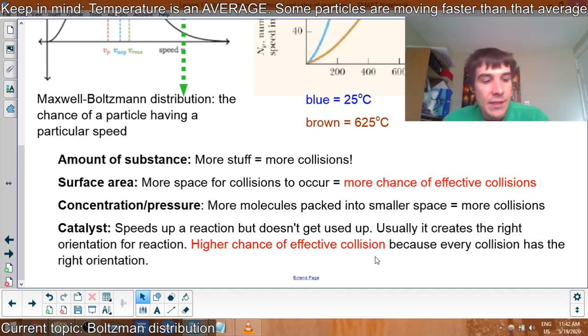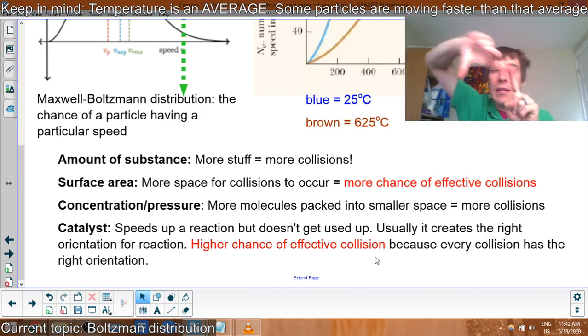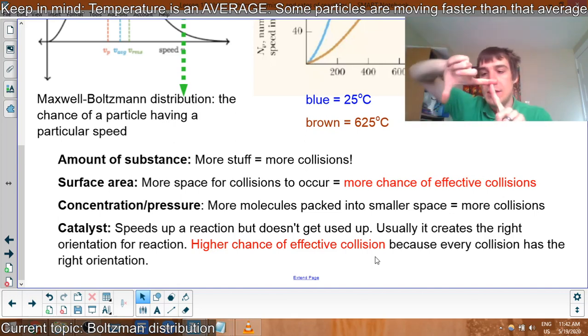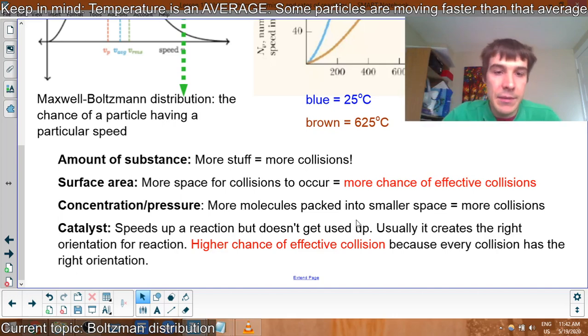So catalysts, a good example of this would be when we hydrogenate. We have a platinum catalyst, and it's holding hydrogens in exactly the right distance apart so that the alkene can come in, and it's just the right distance that it attaches across the double bond. It's very, very cool.